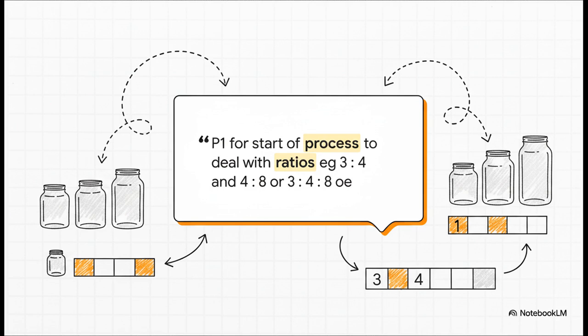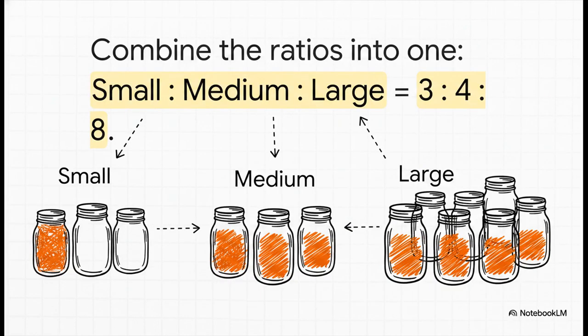So we can scale up that second ratio from 1:2 to 4:8. Now the middle term matches perfectly. And that gives us this beautiful combined ratio. For every 3 small empty jars, there are 4 medium empty jars and 8 large empty jars. Having this single ratio is the key that unlocks the rest of the problem.